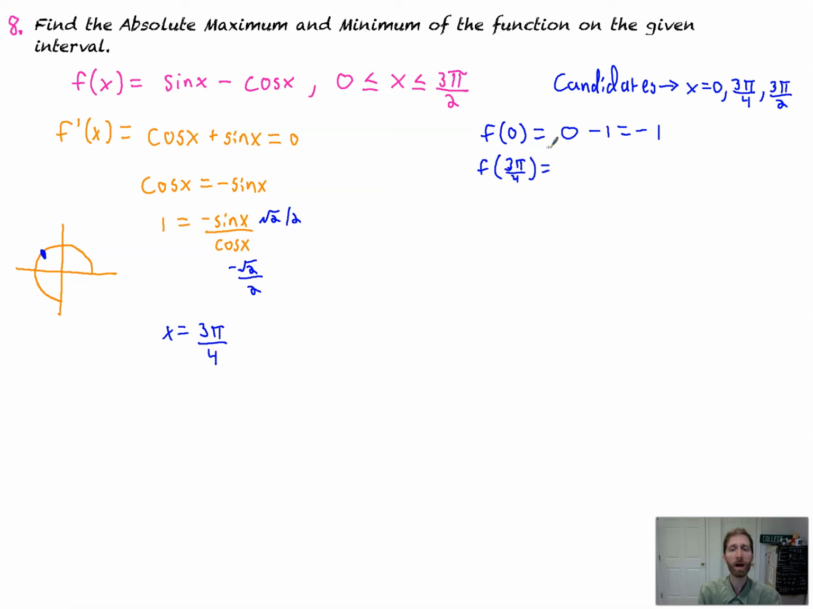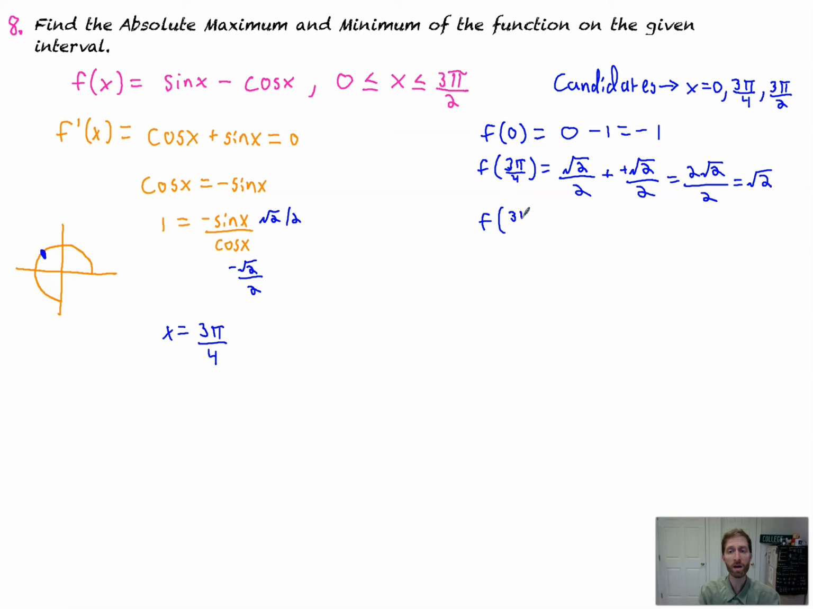Well, sine of 3 pi over 4 is root 2 over 2, right? It's right over here. Cosine, remember we're doing minus, is negative root 2 over 2. That's going to be equal to, well, this is going to be plus. That ends up being 2 root 2 over 2, which simplifies to root 2. All right, that might be important. So far, that's our maximum.